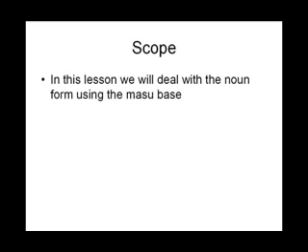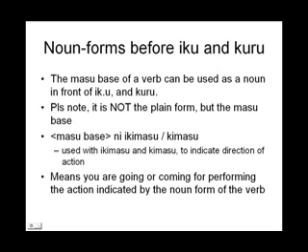In this lesson, I will cover the use of masu base as a noun form. The masu base of a verb can be used as a noun in front of iku and kuru. Iku is for ikimasu and kuru is for kimasu. Please note that the masu base is not the same as the plain form.